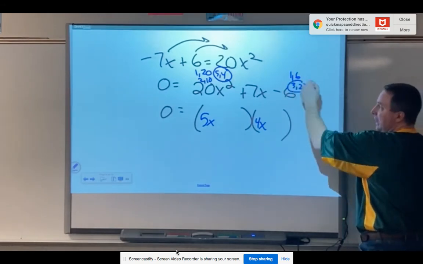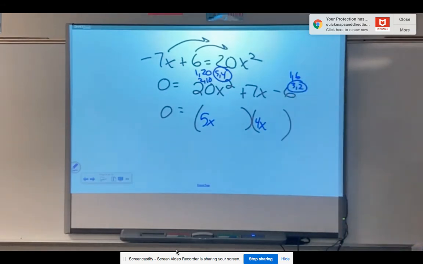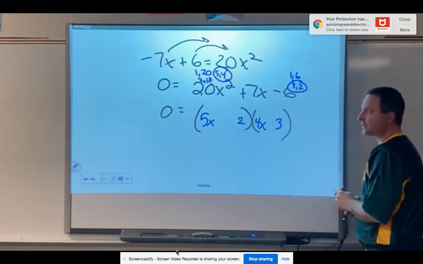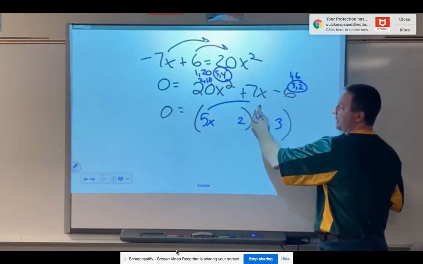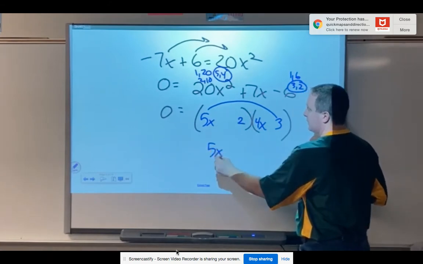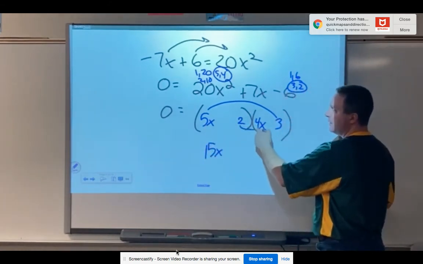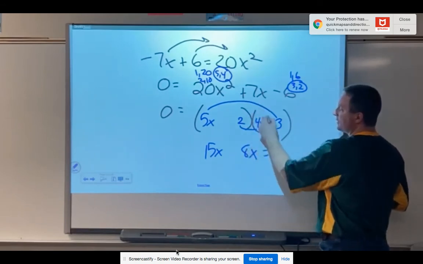And back here, I'm going to start with, I just try 3 and 2. Okay, maybe I'm going to try a 3 and a 2. Let's see if that works. I just randomly plugged them in there. There's 15x. 5 times 3 is 15. 2 times 4 is 8x.